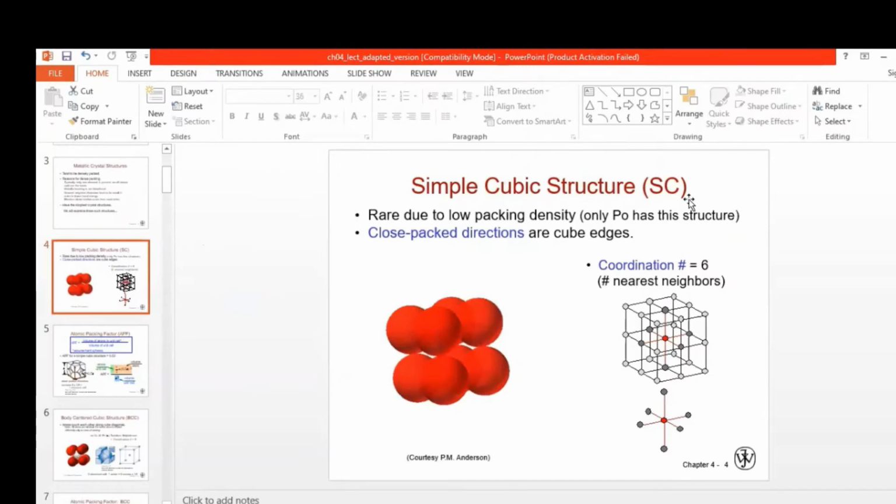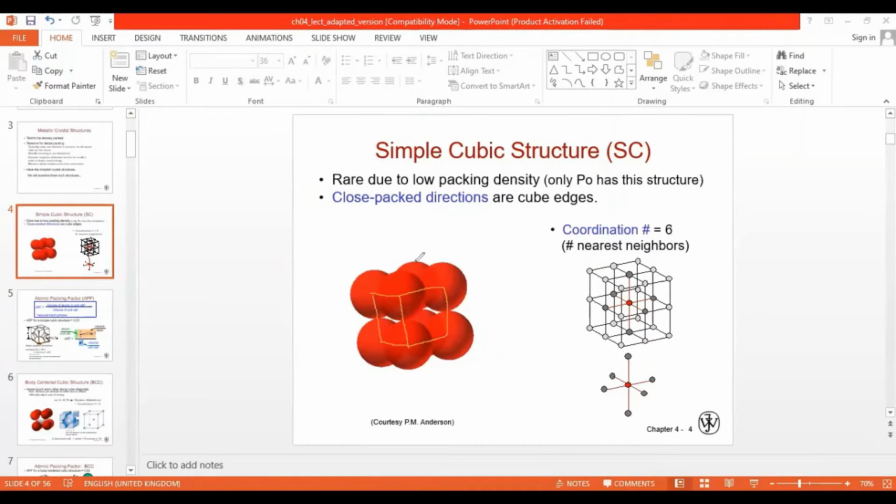This is simple cubic structure, right? Simple cubic structure. SC, we call it as SC. So in this red diagram, you see a box drawn in lighter lines. Okay, so this is 3D.